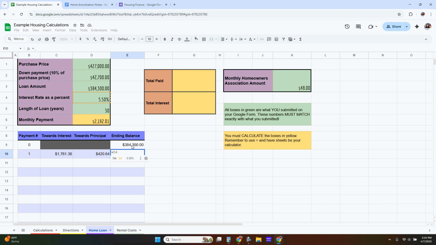So again, I'm going to say the prior balance, the balance just before it, minus how much went towards principal. Okay, and I'm going to get my ending balance for my first payment. So of my $2,182.01 payment every single month, I have $420.64 going towards the balance of my loan, and the remaining $1,761.38 going towards the bank as their reward, we'll say, for letting me borrow money.